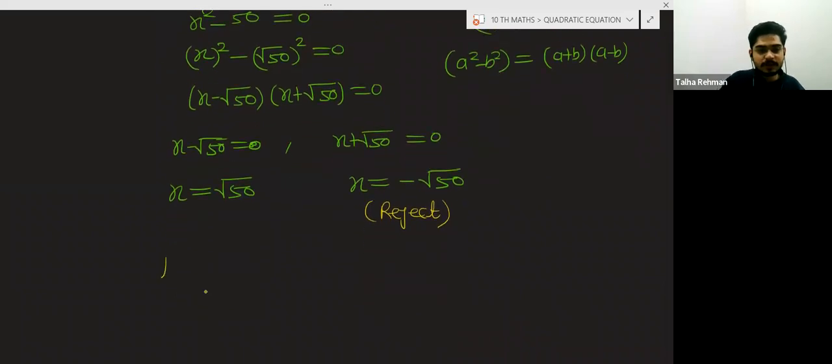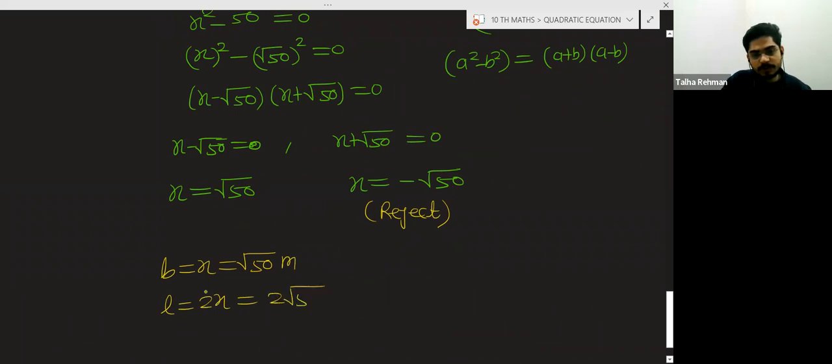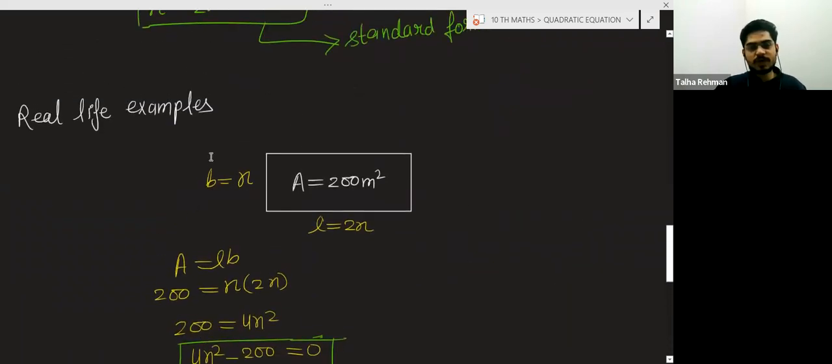So what is the breadth? Breadth is equal to x, that is root 50. If it is meter, you can write in meter. What is the length? Length is 2 times x, so it will become 2 under root of 50 meter. So now you have got the length and the breadth.